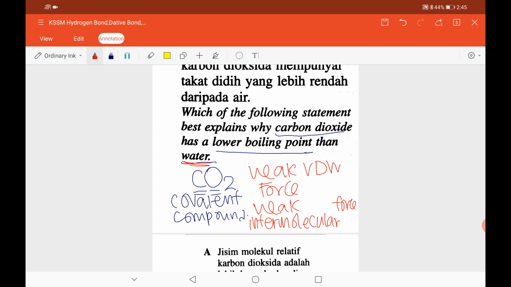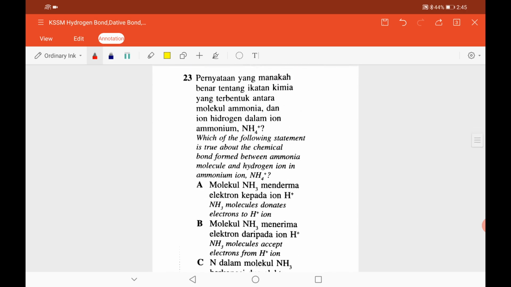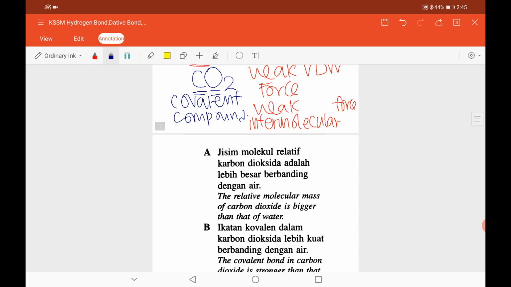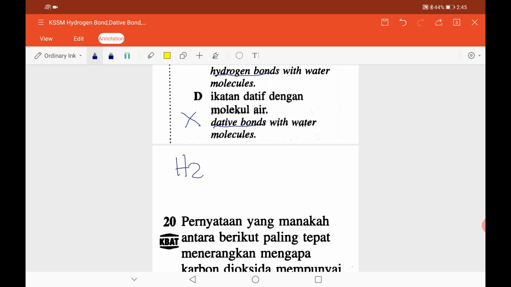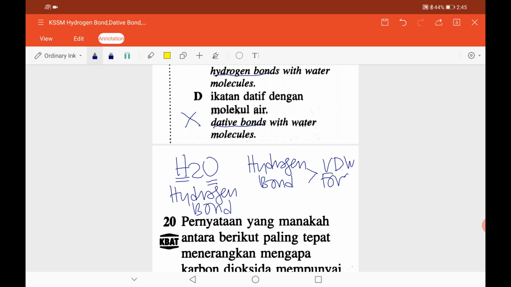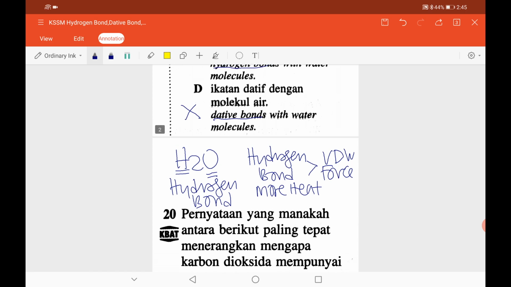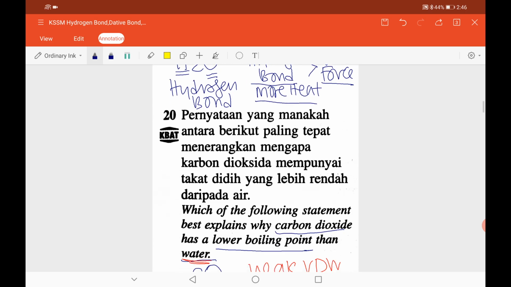Now water. Water is H2O. So water has H bonded with FON, which means water is capable of forming hydrogen bond. And we know hydrogen bond is stronger than van der Waals force. Since hydrogen bond is stronger, you need more heat to break the hydrogen bond. So we go for the answer: hydrogen bond is stronger than van der Waals and needs more heat. Let's go one by one.